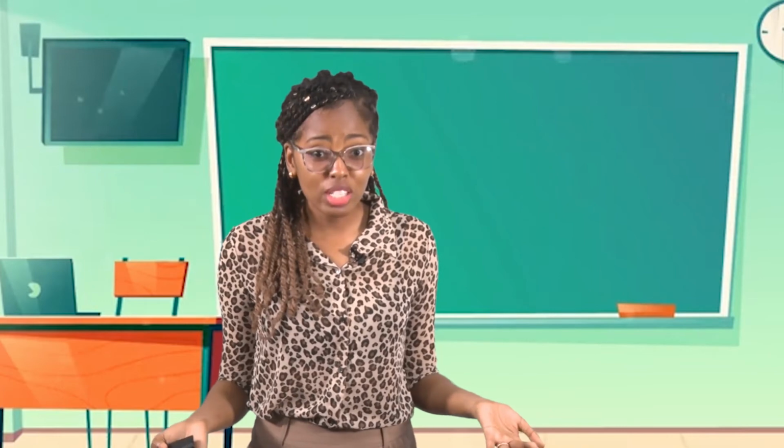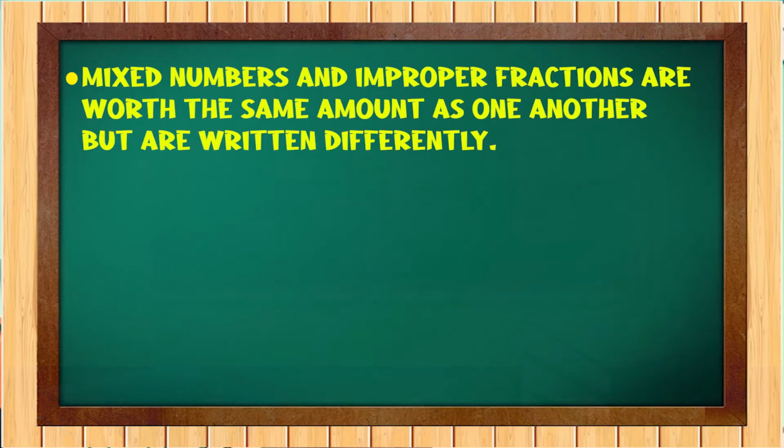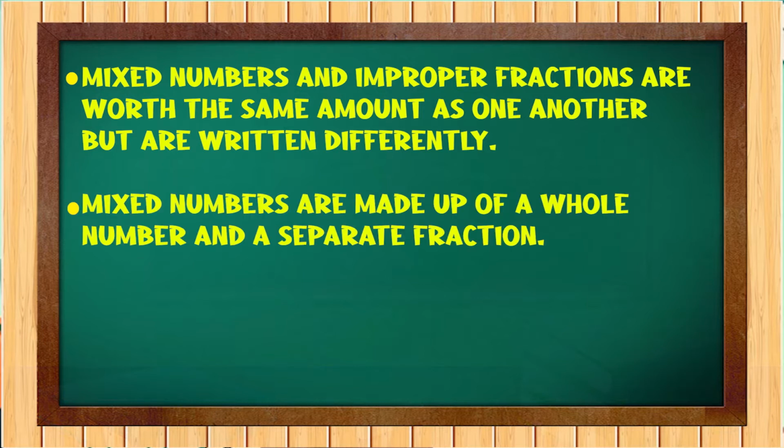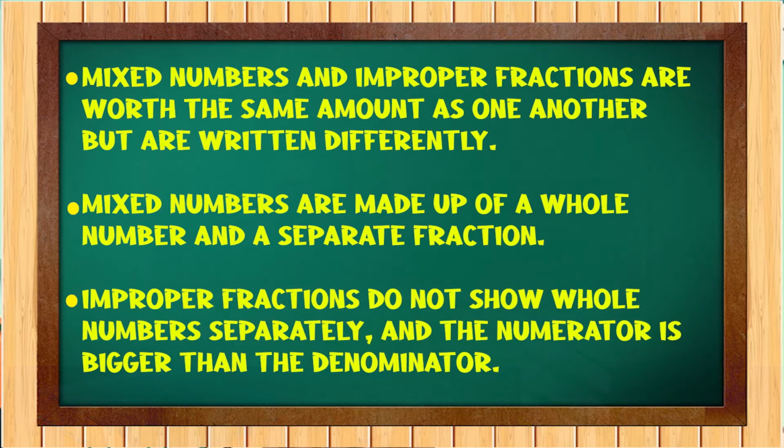So what did we learn so far? We learned that mixed numbers and improper fractions are worth the same amount as one another, but they are written differently. Mixed numbers are made up of a whole number and a separate fraction. On the other hand, improper fractions do not show whole numbers separately, and the numerator is bigger than the denominator.